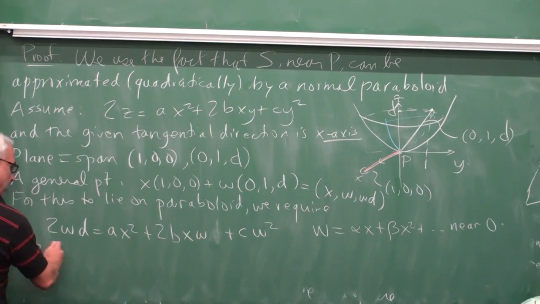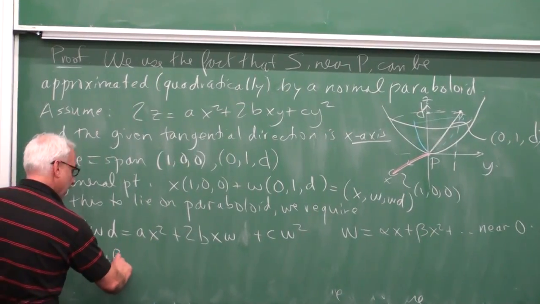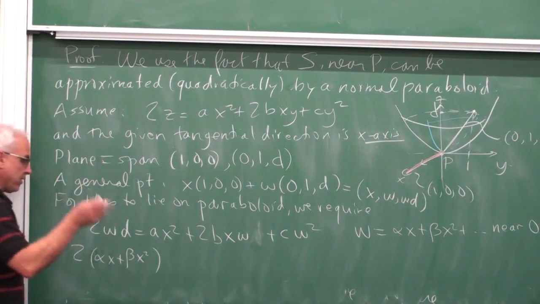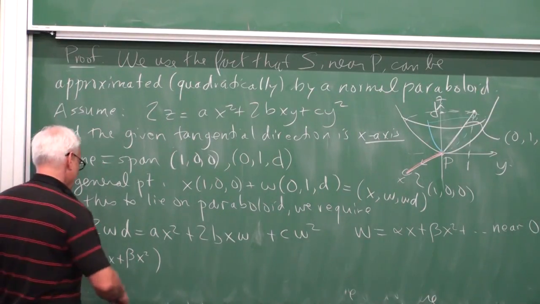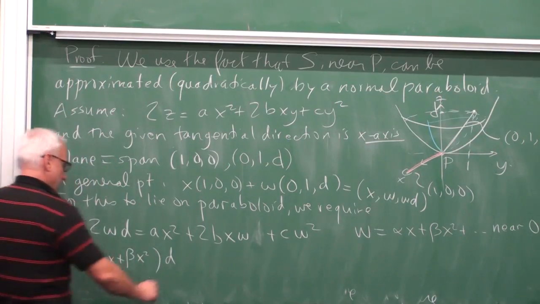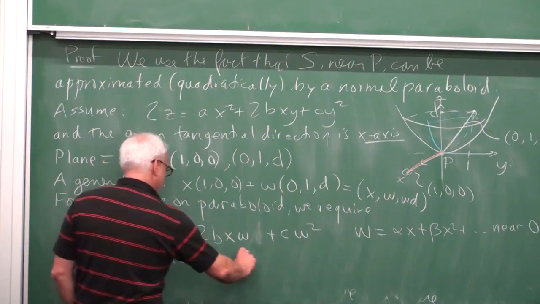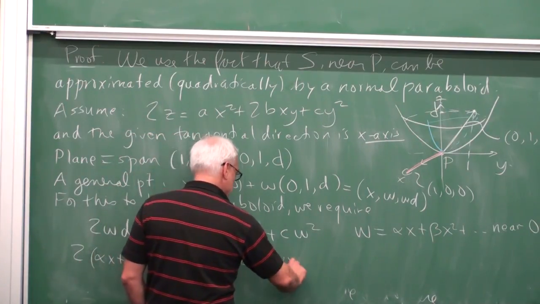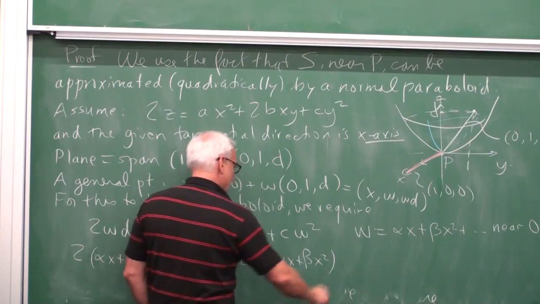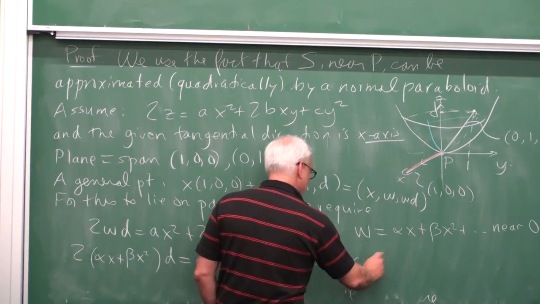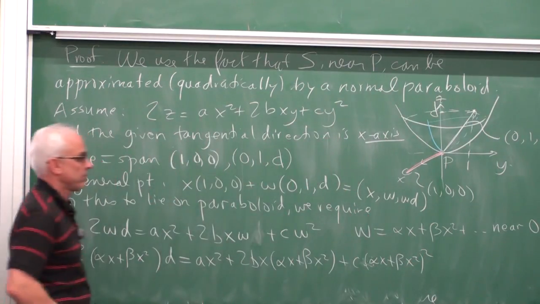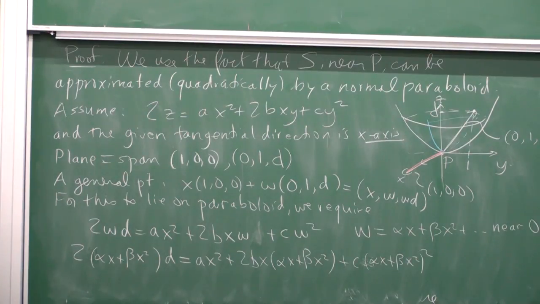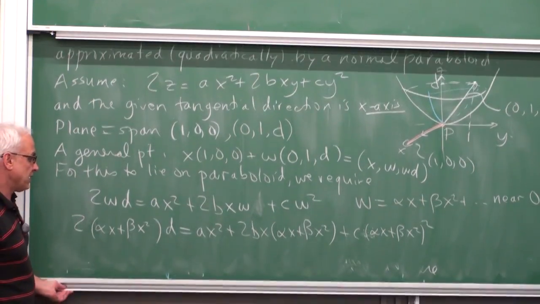We get w, we said, is alpha x plus beta x squared and other stuff, but I'm not going to bother with the higher degree terms because we're only going to go up to quadratic terms, so I won't even write them down, times d, equals a x squared plus 2b x times alpha x plus beta x squared, plus c times w, which is alpha x plus beta x squared, all squared.